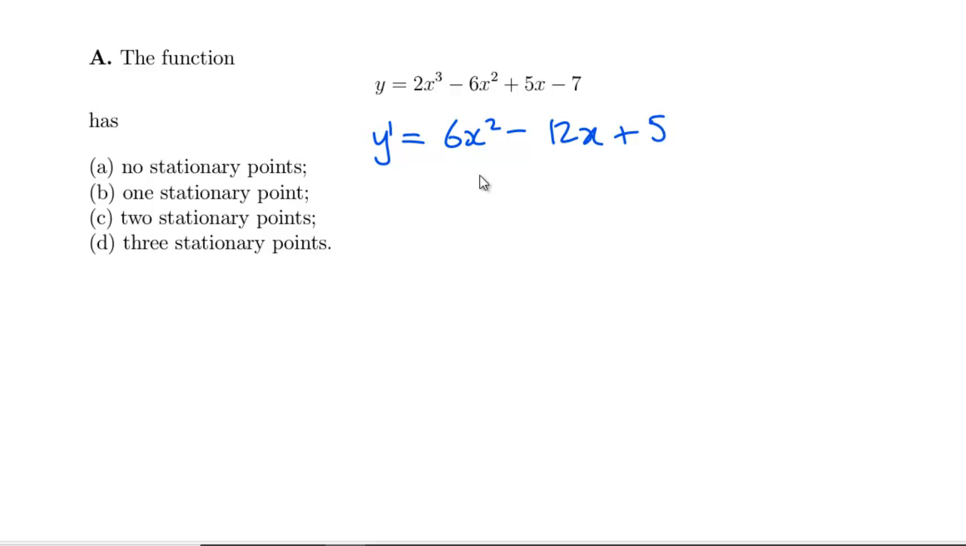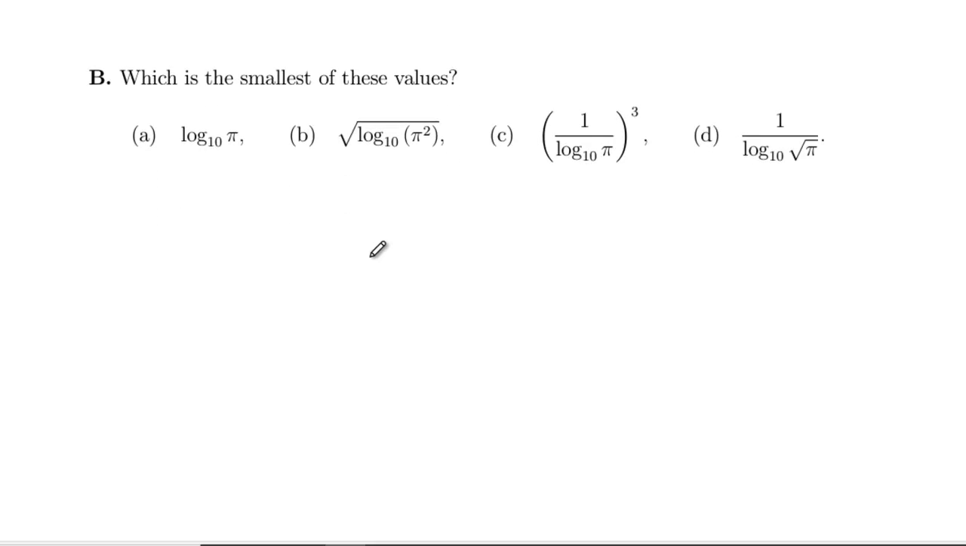Then we want to look at the discriminant, because that's going to tell us how many stationary points we've got. So we want b squared minus 4ac. This is just standard A-level stuff. b squared is 144. 4 times a times c is 4 times 6 times 5, which is 120. So that's 24, which means we've got 2 stationary points. C. A bit of a gimme for a starter there, but it's nice to get warmed up.